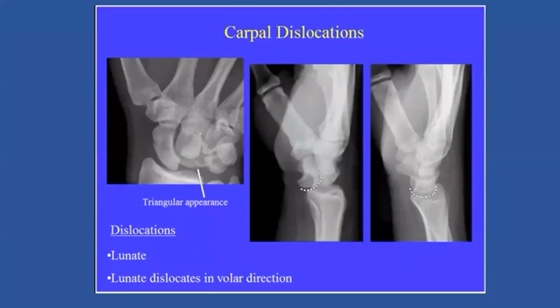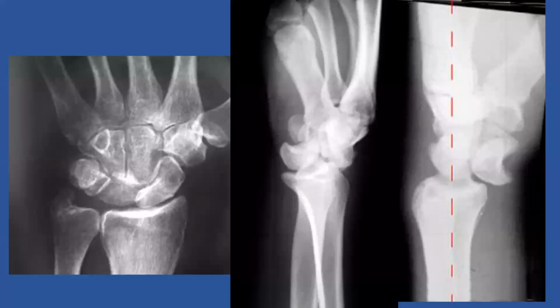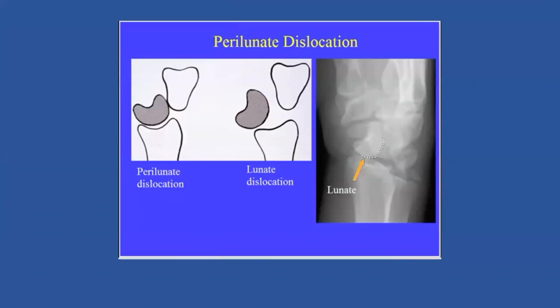This shows you a lunate dislocation. You see it appears like a triangular space. And on the lateral view, you see that the whole lunate is out of the distal end of the radius. This shows it further. And in the middle, you see a perilunate dislocation. On the left, you see a lunate. In the center, you see a perilunate. And on the right-hand side, you see a lunate. This is to show you it further.